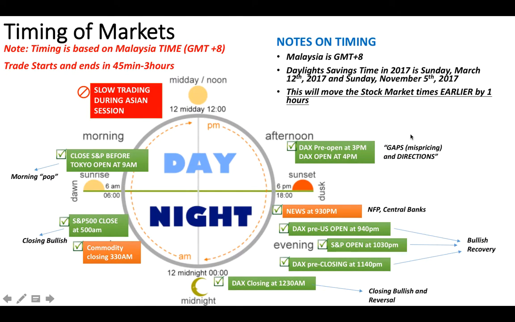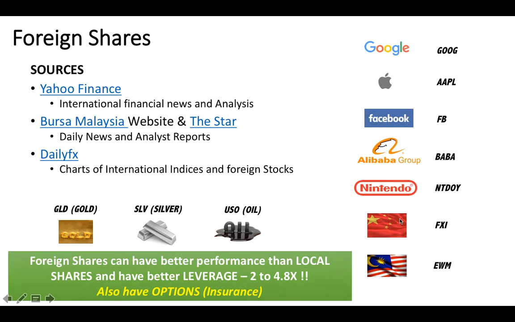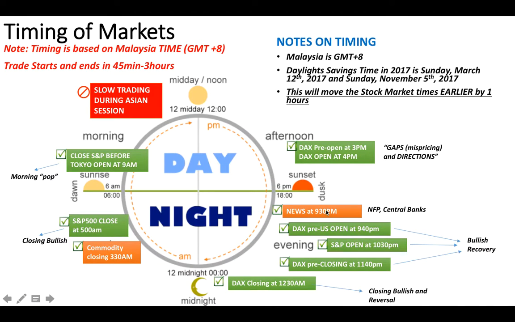So please remember this. Now, of course, during daylight saving times, which in 2017 is Sunday, March 12th, and Sunday, November 5th, this will move the stock market times earlier by 1 hour. This means that instead of the markets opening at 10:30 p.m., it's going to open at 9:30 p.m. Now, instead of news coming in at 9:30 p.m., it comes in at 8:30 p.m. So you're going to see a lot of news from the US and Europe around 9:30 p.m. our time, local time in Malaysia.